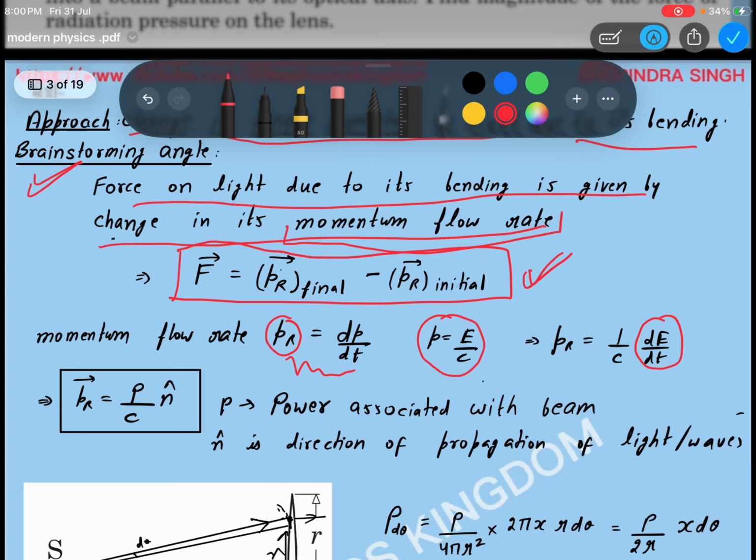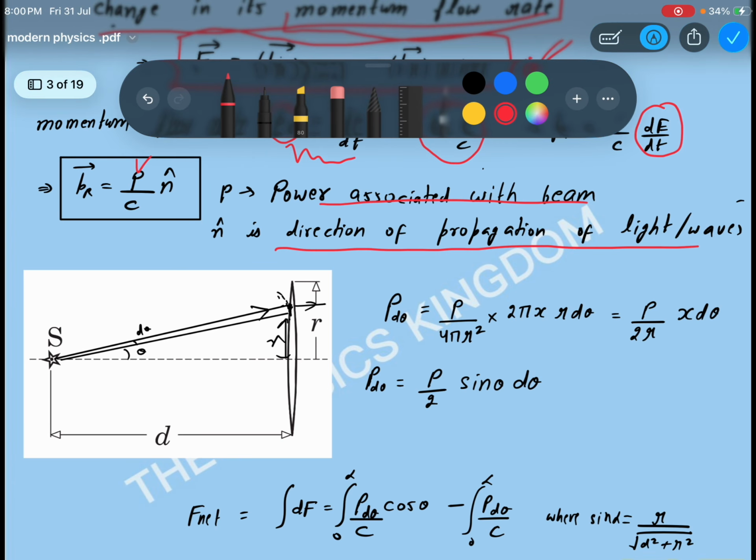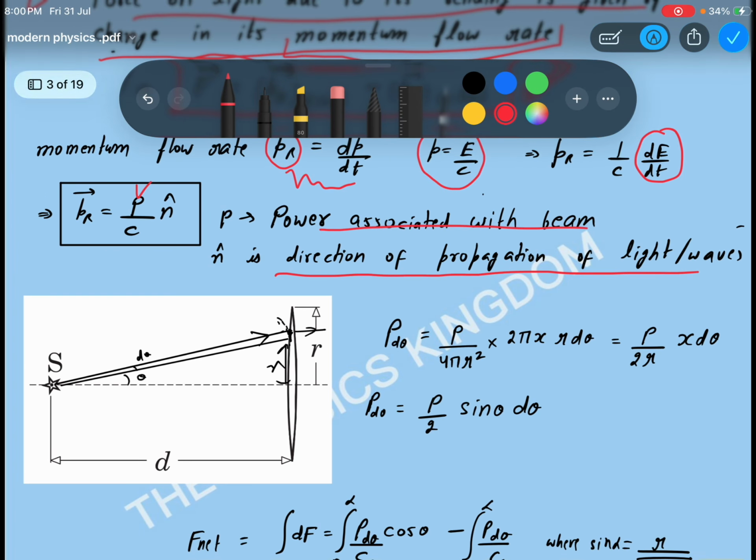Now here capital P is the power associated with the beam, and n cap is the direction of propagation. So that is the force acting on the beam or radiation. This concept I am going to apply in the given question. In the given question, the power of the source is given as P. Now at the point where it is striking the lens, its power will reduce. Power will reduce means I am considering a small elemental portion where the light is striking, right?